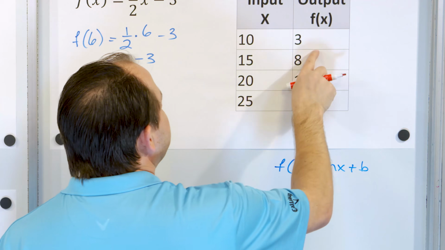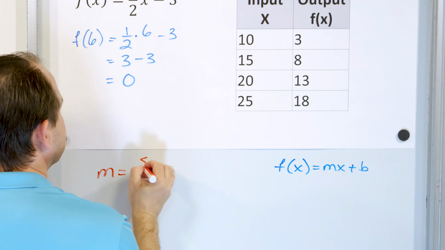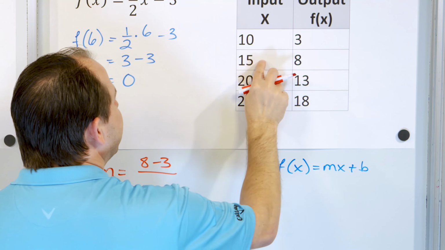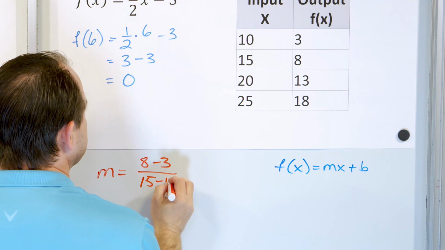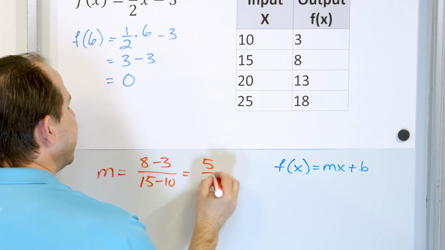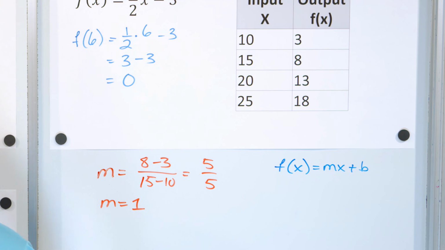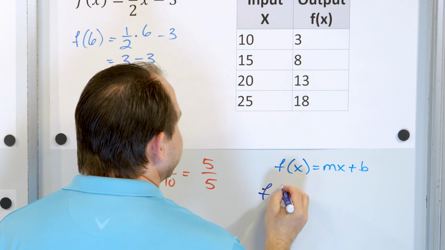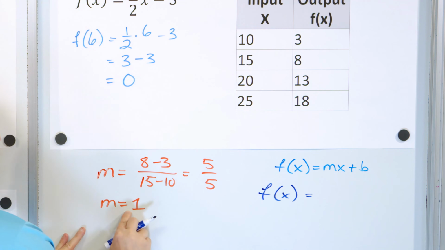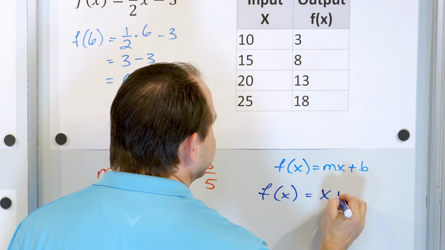The slope, we can use the top 2 points, 8 minus 3, and the bottom 2 points, 15 minus 10. So we get a 5 on the top and a 5 on the bottom, so the slope is equal to 1. So then we can take that slope and put it in here and say that the slope is 1 times x, so we have x plus b.